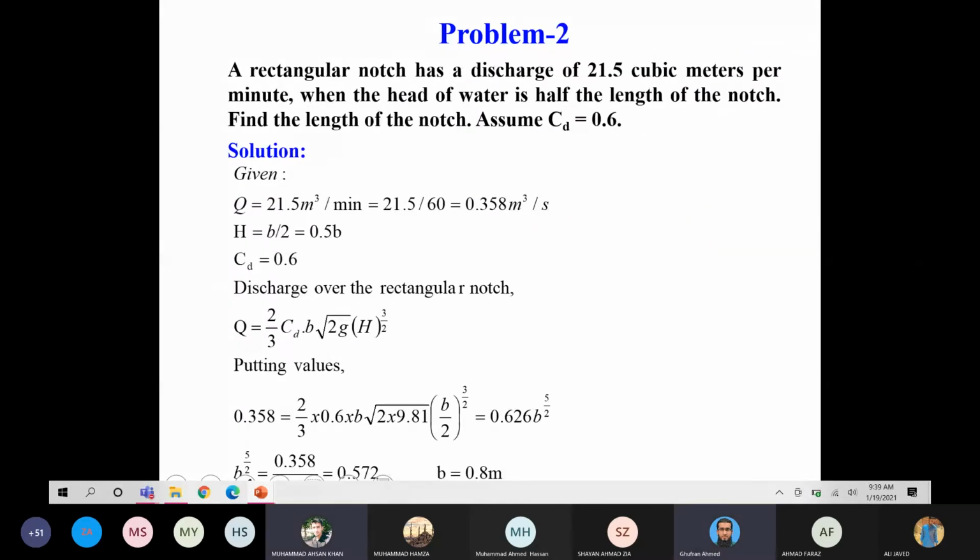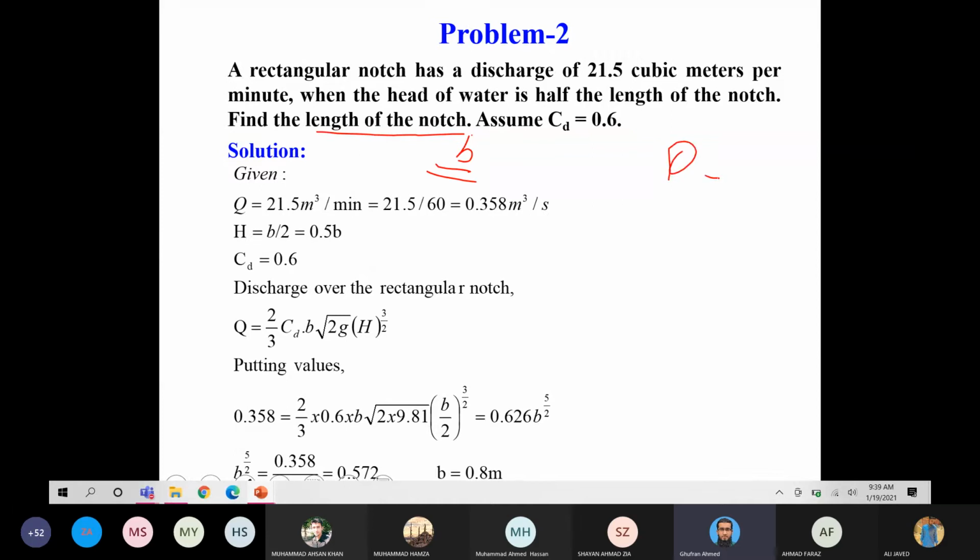So the next problem states that a rectangular notch has a discharge of 21.5 cubic meters per minute when the head of the water is half the length of the notch. Find the length of the notch, assume CD 0.6. अब इसमें क्या कह रहे हैं जी? Find the length of the notch. B find करना है हमने.